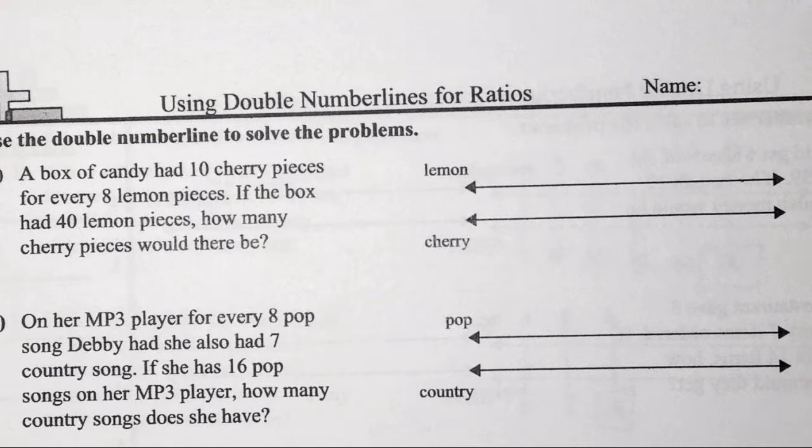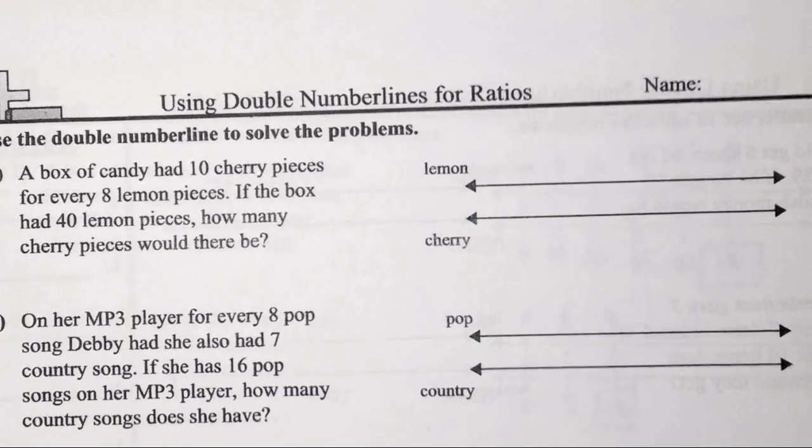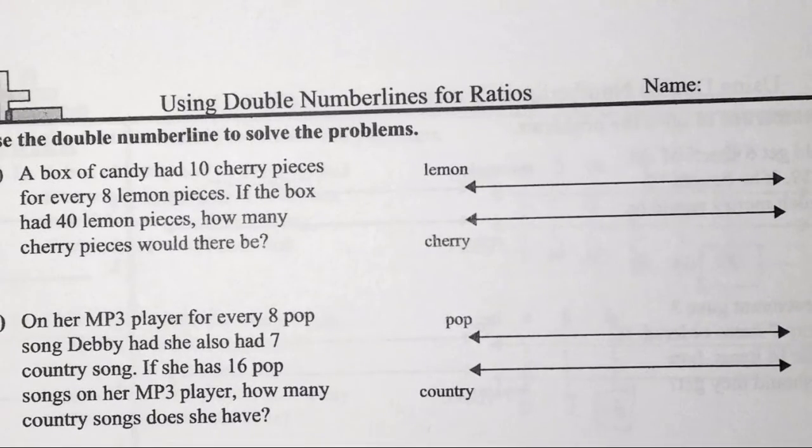So really, we think of things that are in numerical order, right? So when we've done ratio tables before, we could jump around. It didn't have to be in numerical order. But with double number lines, we're still showing that relationship between ratios, but this time it's going to be in numerical order.